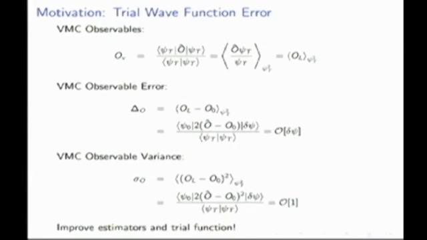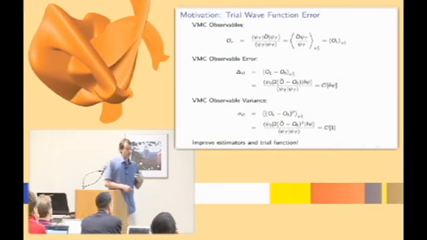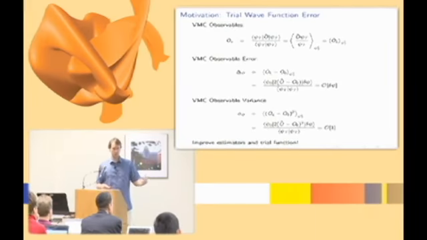For generic observables, other than the Hamiltonian, these error properties are a little bit different. Whenever we apply the Hamiltonian to the ground state wave function, it just returns a constant number, which is the energy, times the trial wave function. It's an eigenstate of the Hamiltonian.